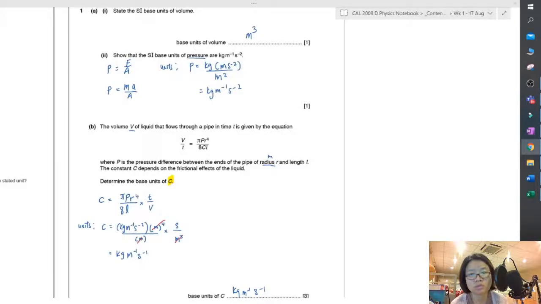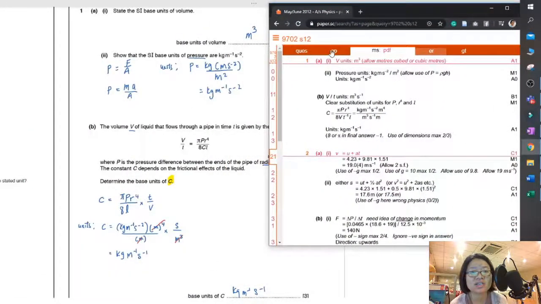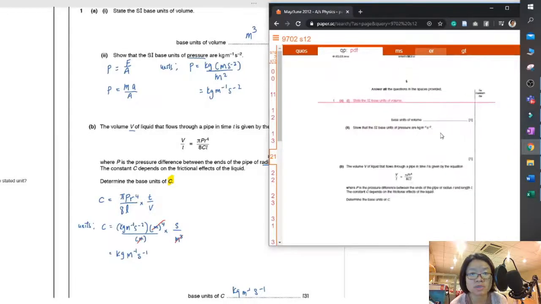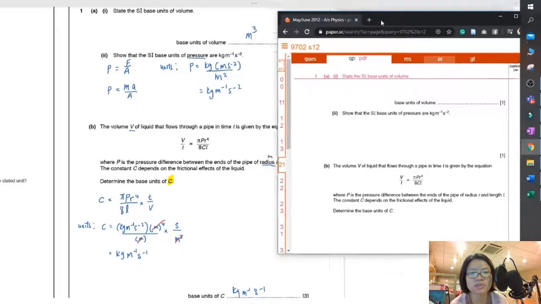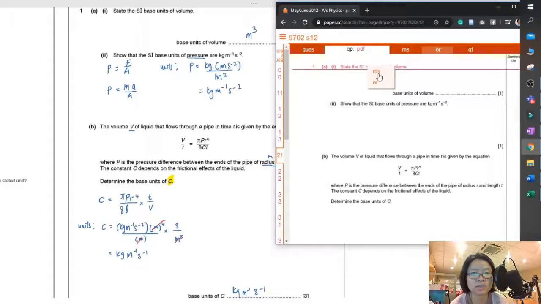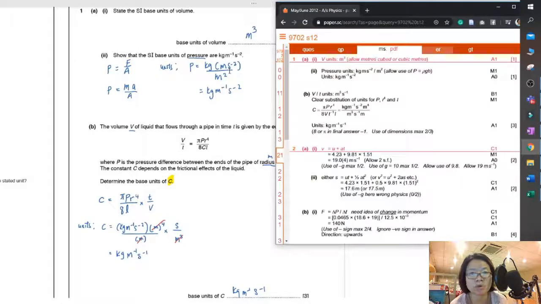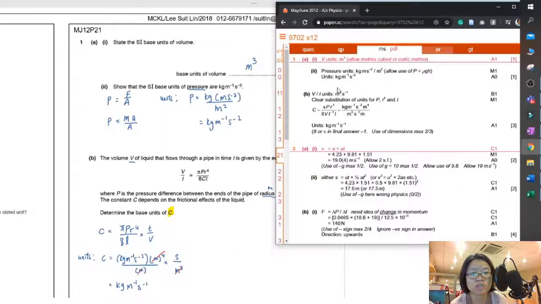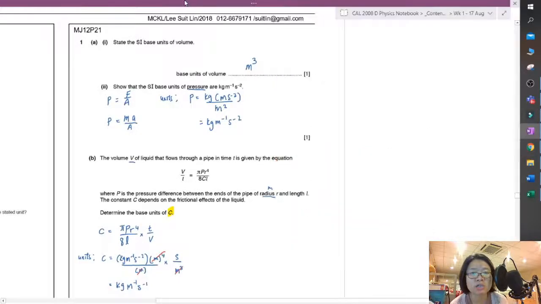You can go to this website called paper.sc. Ta-da! You can see up there paper.sc, right? So you check, this question is the same. So you see the red color line when you click. If you click on MS, you can go to the marking scheme, to which you can check where they give the marks. Alright, so let us try.